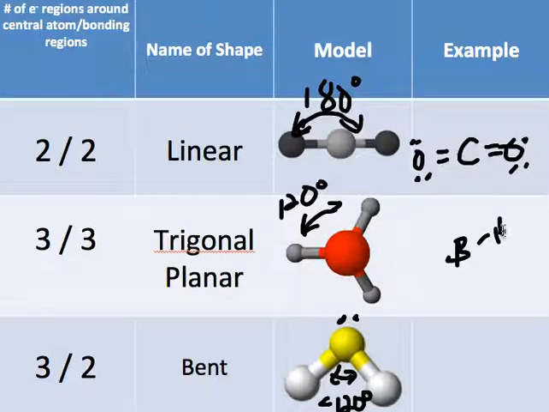Next one, I'm going to use lines for my bonds on this, just to make it a little quicker. This is BH3. This is supposed to be an H. There's only three pairs of electrons around the boron. That makes those be 120 degrees away from each other.